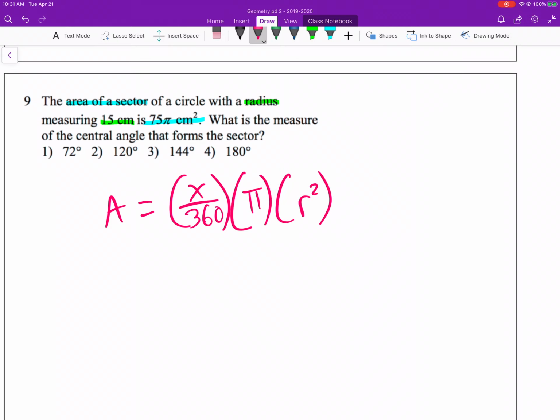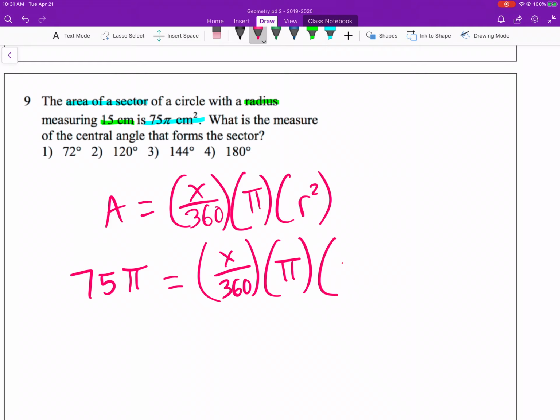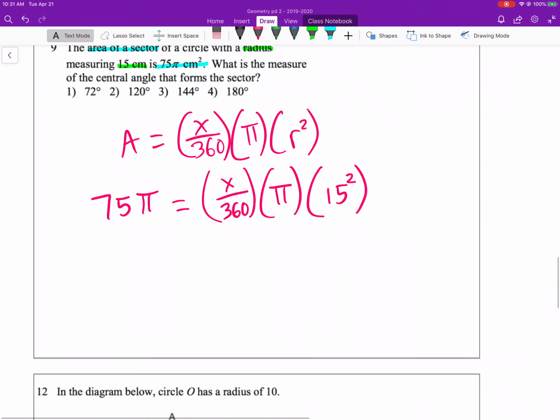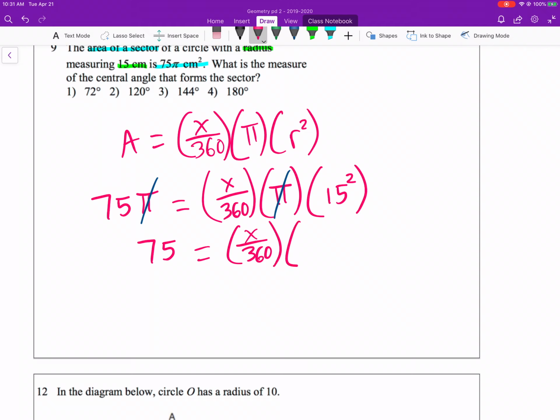So now we're substituting our area this time. You remember questions like this from yesterday? 75 pi is equal to, we're trying to find the central angle, so x is actually what we're looking for, times pi times the radius of 15 squared. Very good to see the algebra here, guys. Now, pi is on both sides, you can get rid of it. We're going to rewrite the problem as 75 is equal to x over 360 times 15 squared, which is 225.